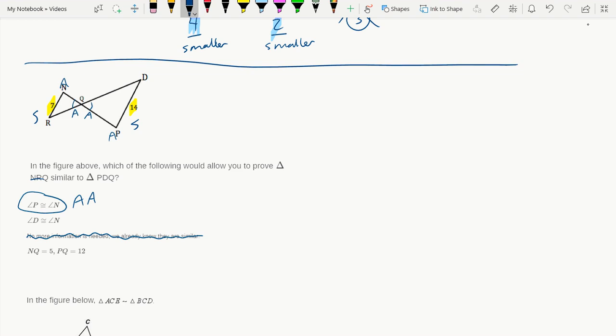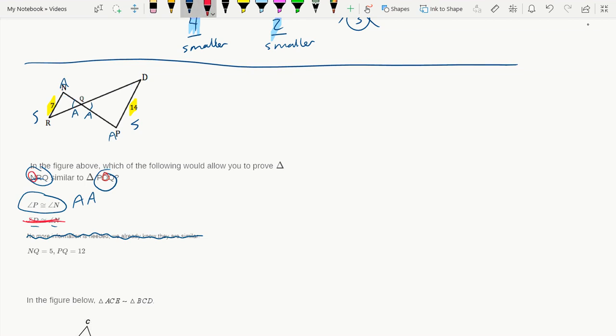In theory, this next one down here, D and N. If I knew D and I knew N, this technically creates two similar triangles, but the problem is it doesn't show that these two triangles are similar. Because if you look at it, N and D do not correspond to each other. So this one doesn't work.